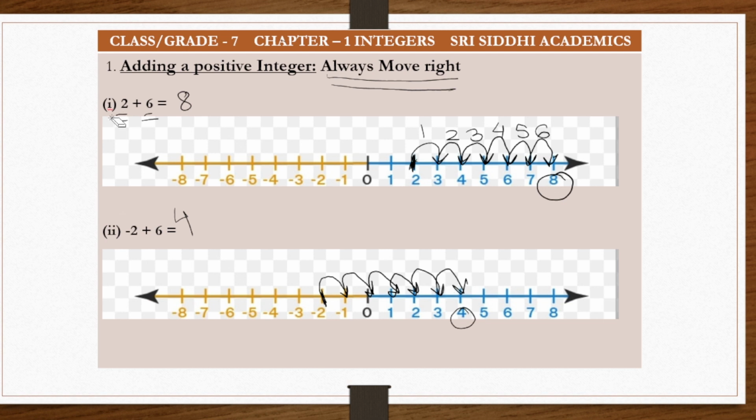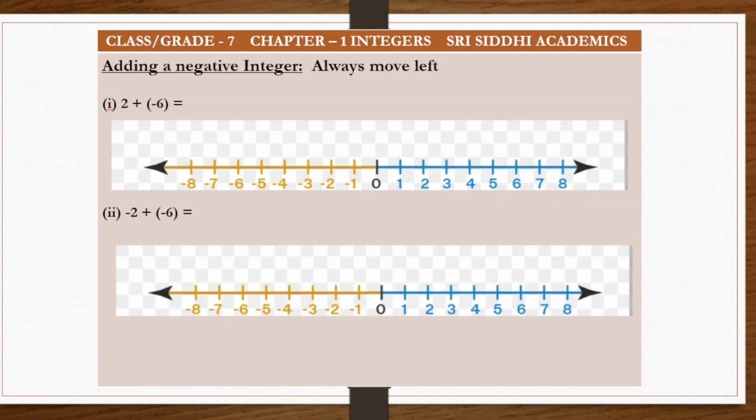Here we have taken 2, which is the initial position, a positive integer, and here we have taken minus 2. But the number of steps that we always took towards right in both the cases, first case as well as second case, we took 6 number of steps towards our right. Answer differed because of the initial position. Here it was minus 2 and here it was plus 2 on the number line. So I hope I am clear with adding a positive integer. Let's understand how to add a negative integer on number line.